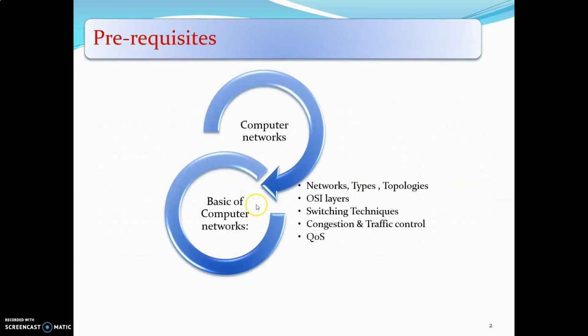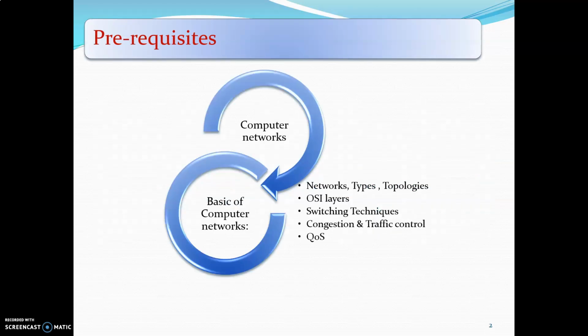First we see the prerequisites of high-speed networks. It's the basics of computer networks. In computer networks we know the definition of networks, types of network topologies, OSI layers, switching techniques, congestion and traffic control, then quality of service.